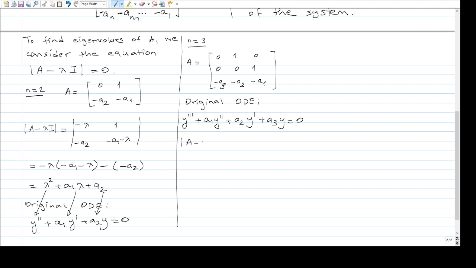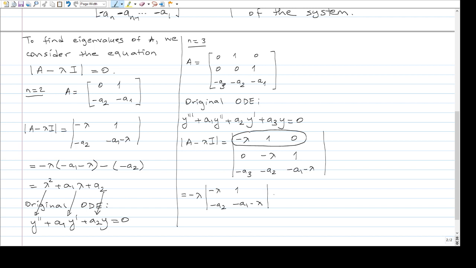Then the determinant of A minus lambda I is the determinant of minus lambda, 1, 0; 0, minus lambda, 1; minus A3, minus A2, minus A1 minus lambda. So to expand this determinant, we can use the first row: minus lambda times the determinant of minus lambda, 1, minus A2, minus A1 minus lambda. Then the next term has a minus sign: minus 1 times the determinant of 0, 1, minus A3, minus A1 minus lambda.